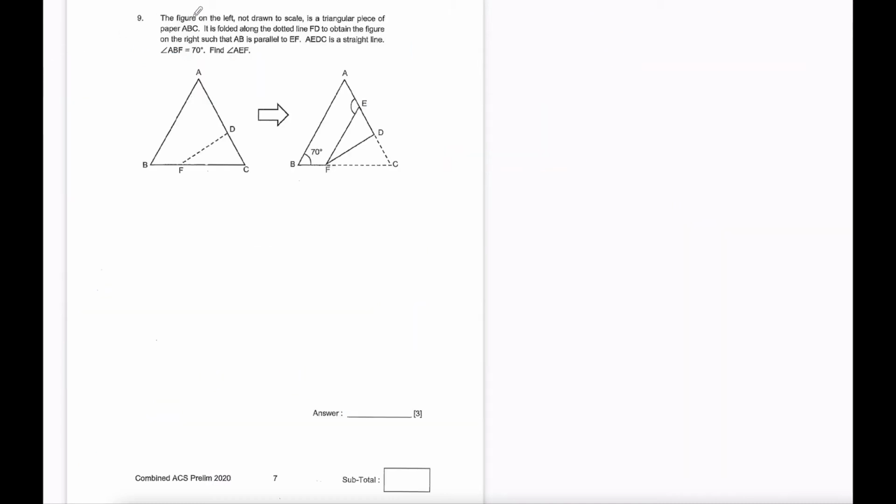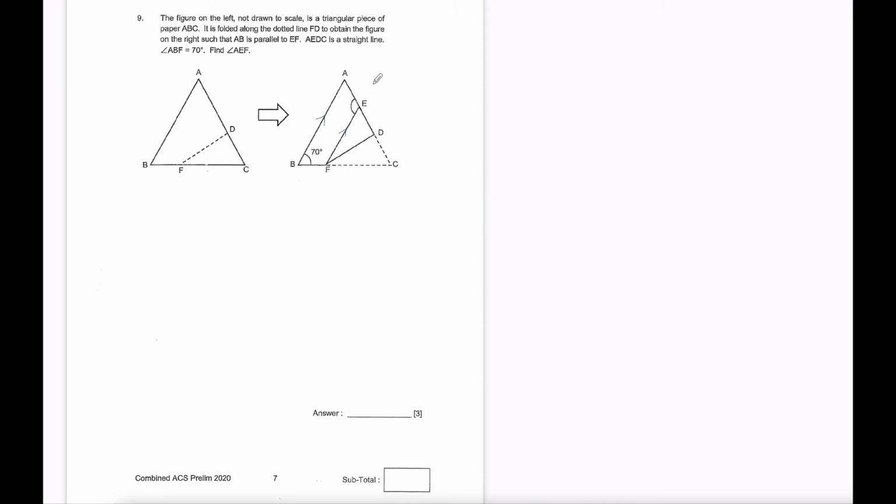Question 9, the figure on the left, not drawn to scale, is a triangular piece of paper ABC, and it's folded along FD to obtain the figure on the right side, such that AB is parallel to EF. So since it's parallel, I'll draw the arrows. AEDC, this one, is a straight line. And ABF is 70 degrees, we need to find out what's AEF.